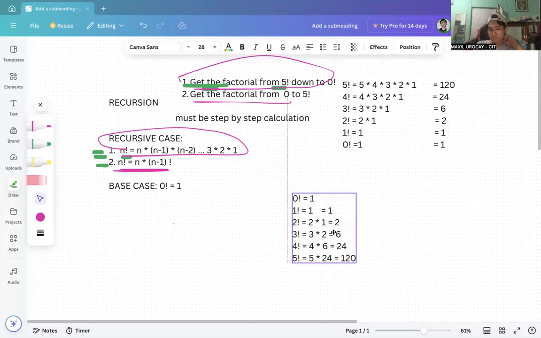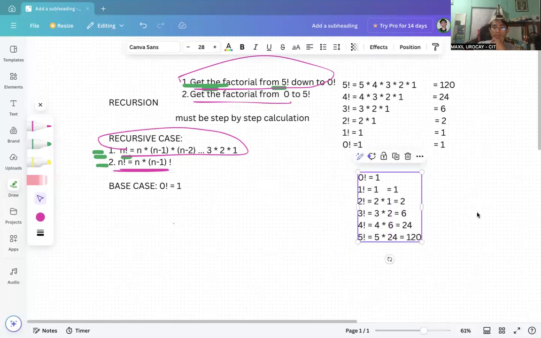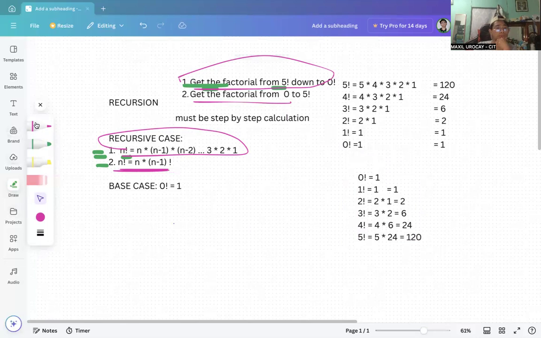So this is the recursive case, how you will do the number 2 factorial from 0 to 5 using these recursive cases. So that's how you will do it for tomorrow, in case those kinds of things will be there in your examination.